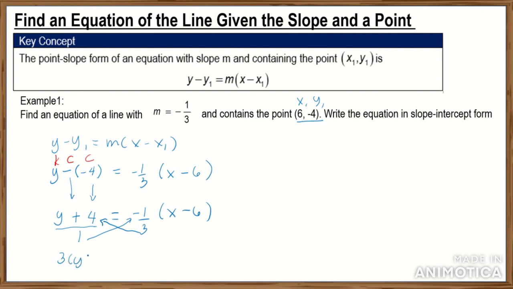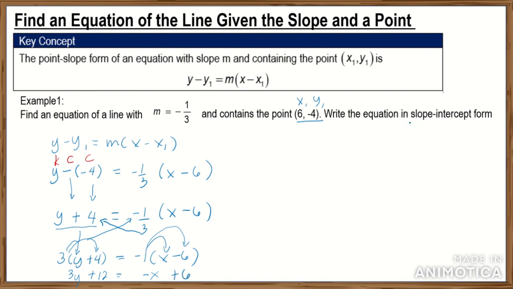3 times y plus 4 is equal to 1 times any number is the number itself, so we're just going to copy this one here. So we have negative 1 times x minus 6. Now, each binomial is factored to a monomial, so we're going to perform the distributive property of multiplication. So we have 3 times y is equal to 3y. Then 3 times 4 is equal to positive 12. Then negative 1 times x is negative x. And negative 1 times negative 6 is equal to positive 6.